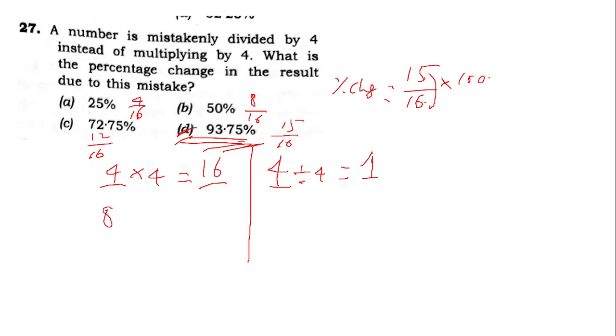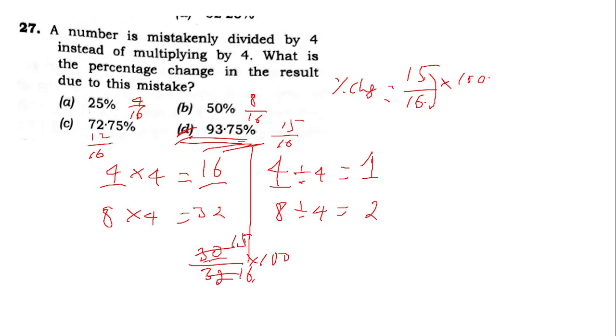Let us take the next number, 8. 8 into 4, 32 is what I was supposed to get, but I got 8 divided by 4, which is 2. Now let us see the difference again. 32 minus 2 is 30 divided by 32. Again, 2 15s are 30, 2 16s are 32. Again you get 15 by 16. Or here directly 30 by 32, which is again very close to 90%. Fine.